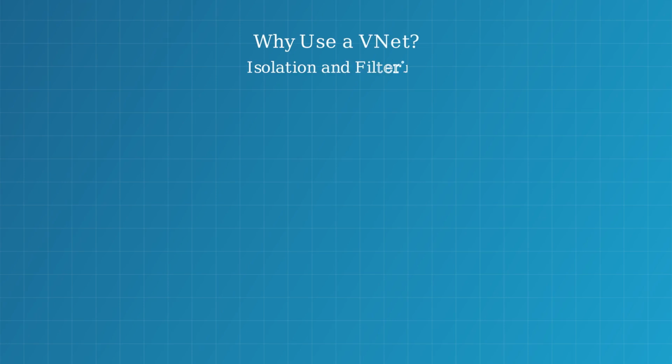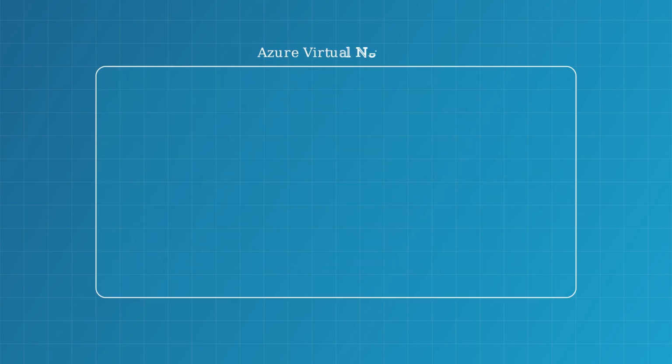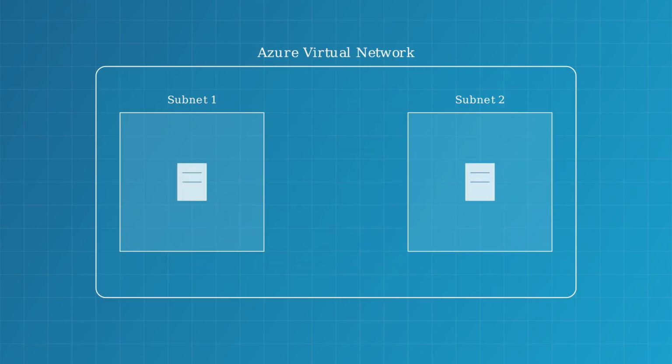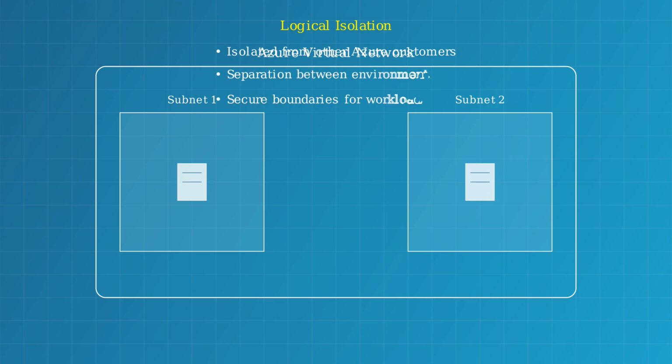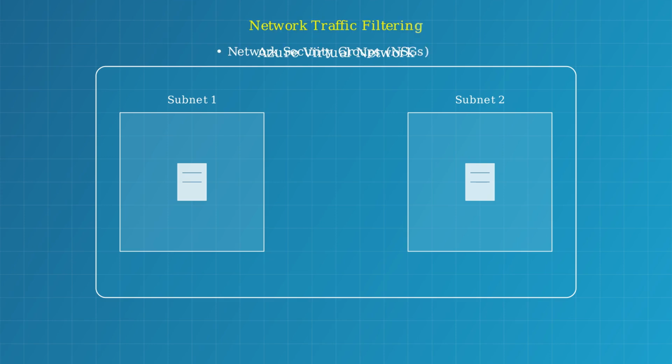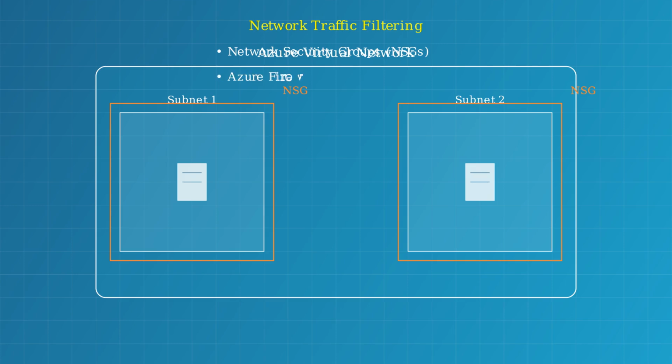Azure Virtual Networks provide two critical functions: isolation and filtering. Virtual networks provide a secure and isolated environment for your applications. Isolation means your workloads are logically separated from other Azure customers, providing a secure environment for your applications. You can also create multiple subnets to separate different environments and establish secure boundaries for your workloads. You can filter network traffic using network security groups, or NSGs, which act as firewalls around your subnets. Azure Firewall provides advanced protection for your virtual networks, giving you even more security capabilities.